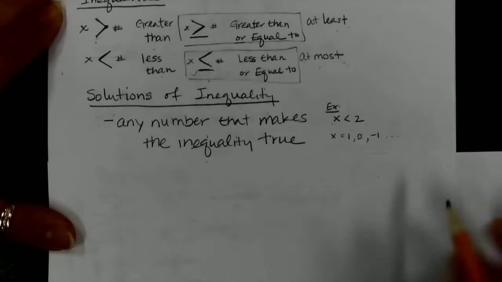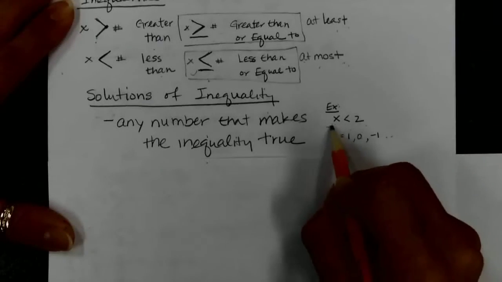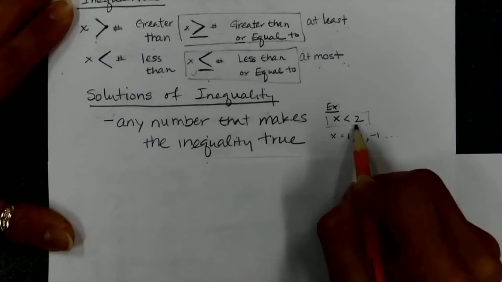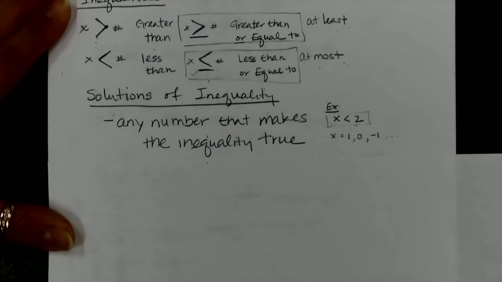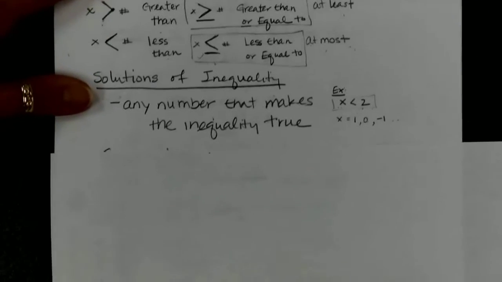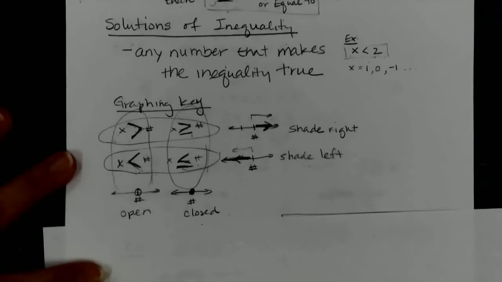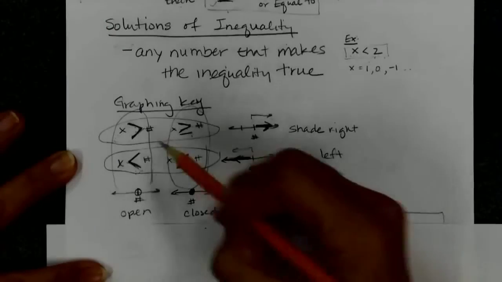Okay, so now once you realize what the solutions are, the best way to tell me what the solution of this inequality will be is to graph it. So to make a graph, I'm going to give you a key, and I'm going to call this a graphing key. So right here, here's my key.